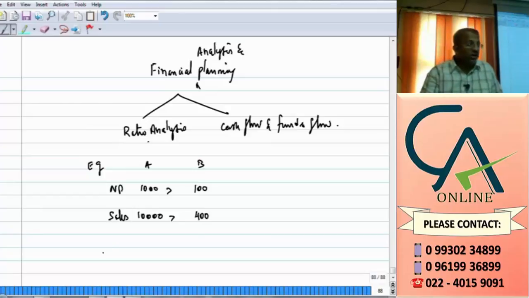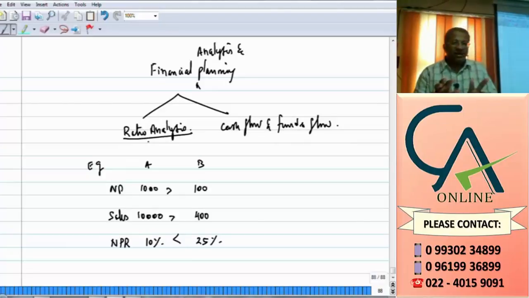So, now I require a ratio. Two related financial figures I will take up. I will express that as the net profit ratio. Here it is 10%. Here it is 25%. So, I don't go by the absolute financial figures. Now, the introduction for ratio analysis I am telling: two related figures should be taken, you should bring out a ratio, and based on the ratio, you have got to take a decision.